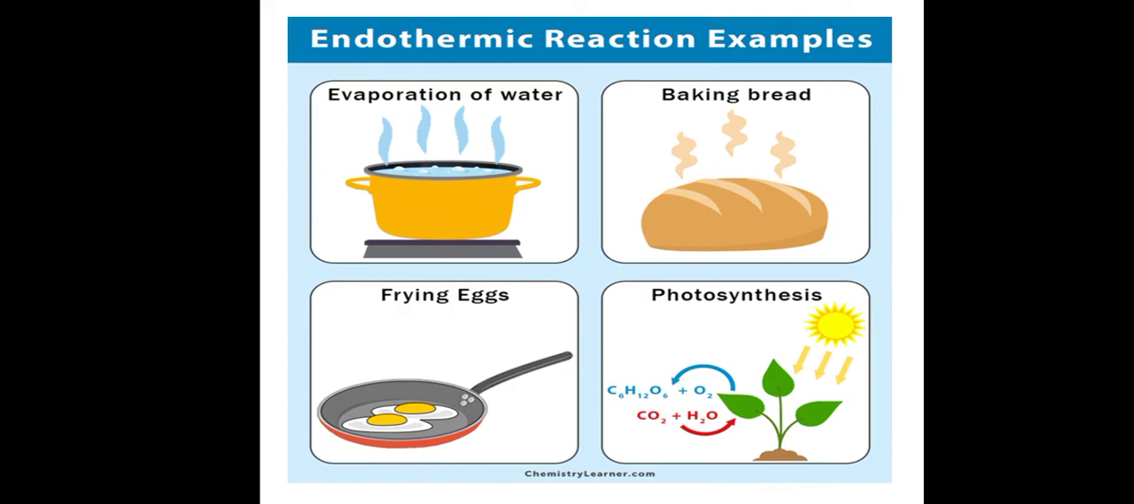Now here are some of the examples of endothermic reactions. Evaporation of water, heat is taken in. Baking bread, frying eggs, and photosynthesis. Here also heat is absorbed or taken in by the plants so that they can prepare their food.